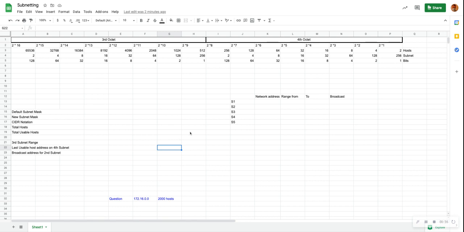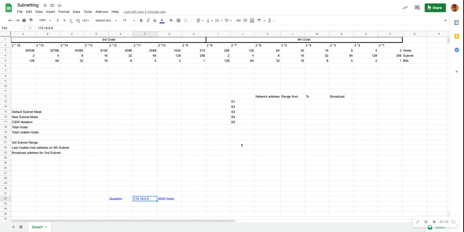Okay, so we've got our trusty spreadsheet here, and the question we've been asked is we've been given this IP address, 172.16.0.0, which is a Class B address, and we have to break it up to accommodate 2,000 hosts.